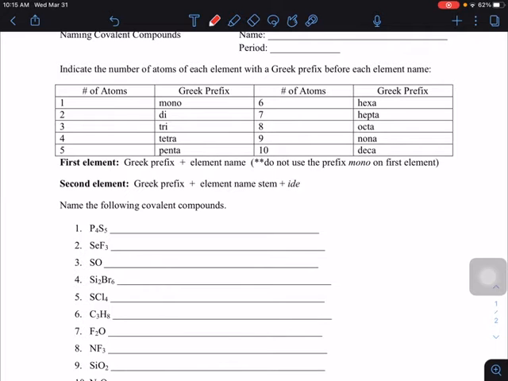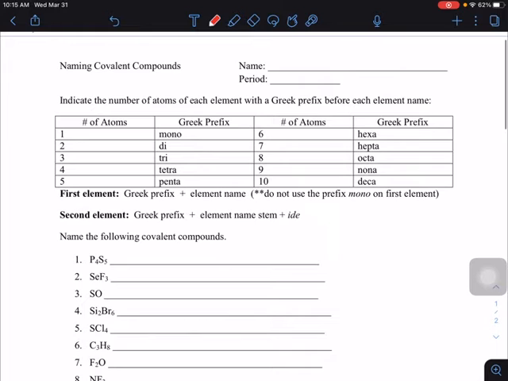All right, chemistry students, I'm going to go over some examples for this worksheet, naming covalent compounds. Your rules for naming covalent compounds are reviewed right here. For your first element, the first one that's listed, use your Greek prefix plus the element name. You don't change the name at all for the first one, although for the prefix, we don't ever use mono on the first element.